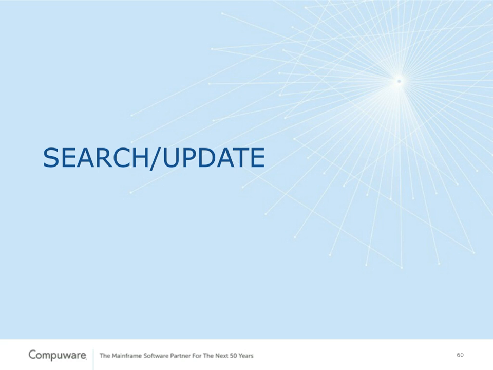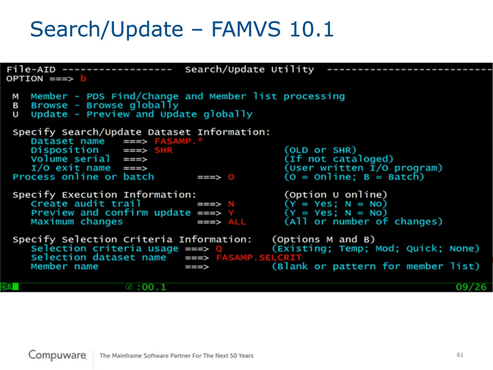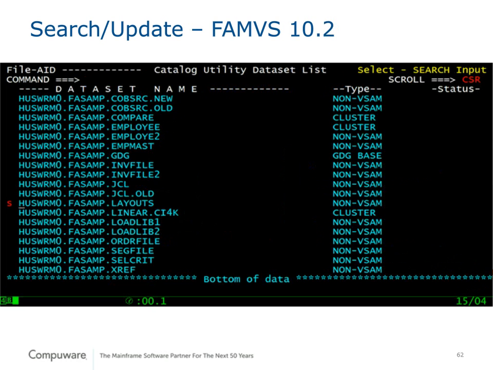Let me show you what that's going to look like. We'll start by doing a browse, and what I'm going to do is browse all the data sets under my ID that start with FASAMP by using a wildcard. Hit enter. And in this particular case, I want to search my source layouts for a specific field that I want to change. In my case, a field named Side A. So I can go into my copybooks, my layouts, by selecting it and putting in my criteria.